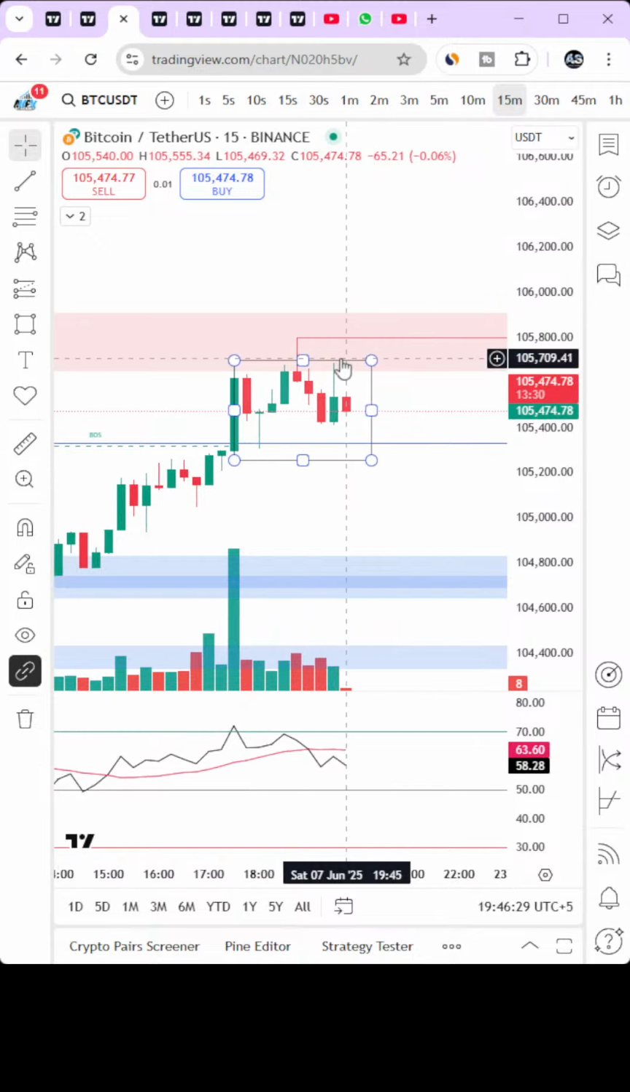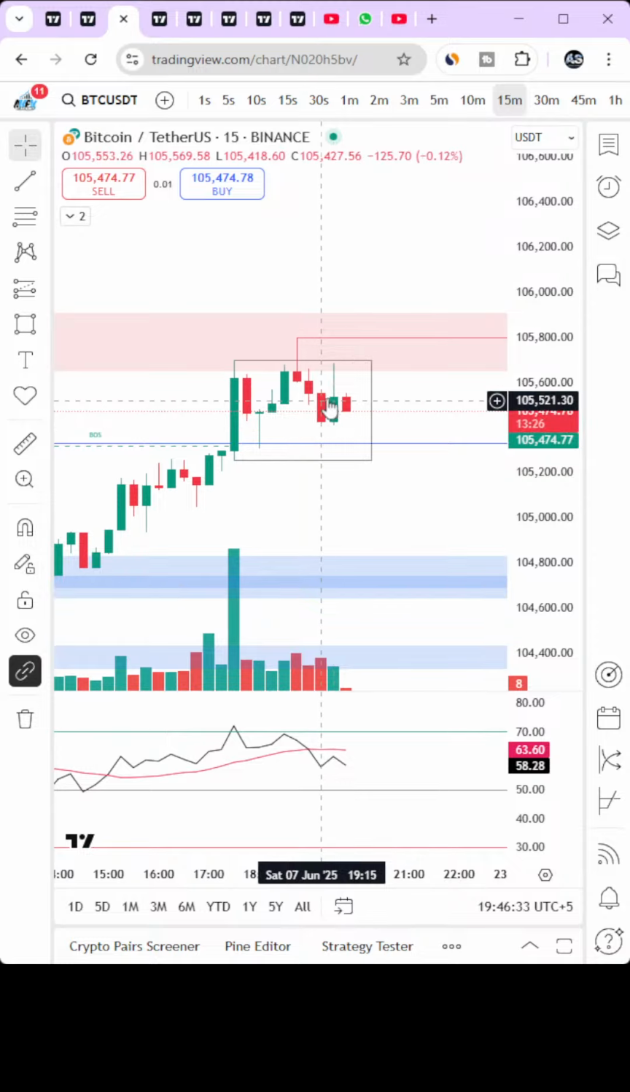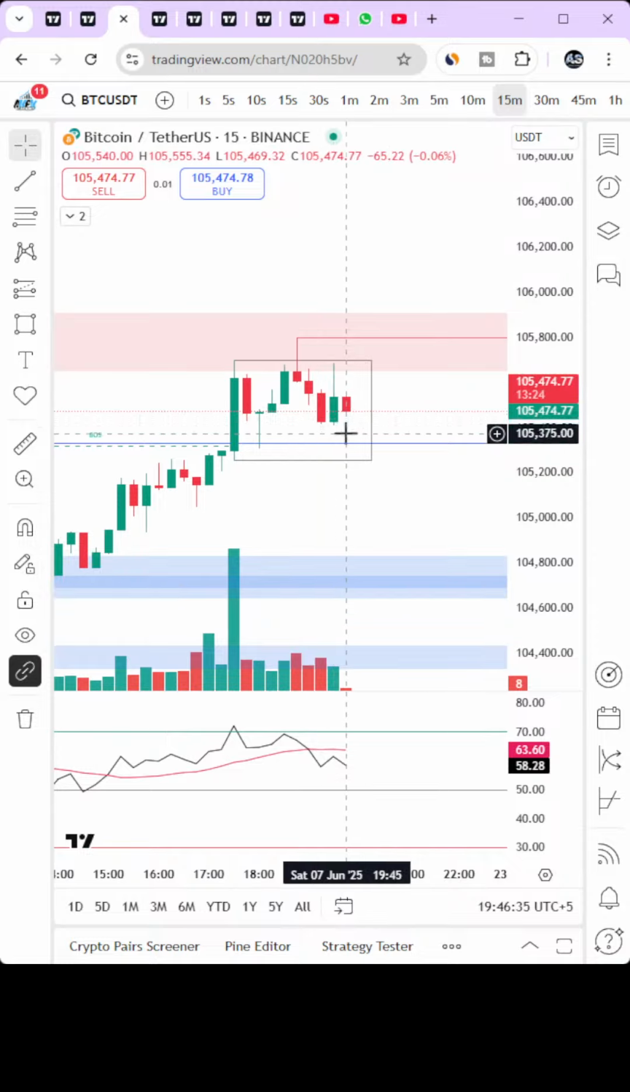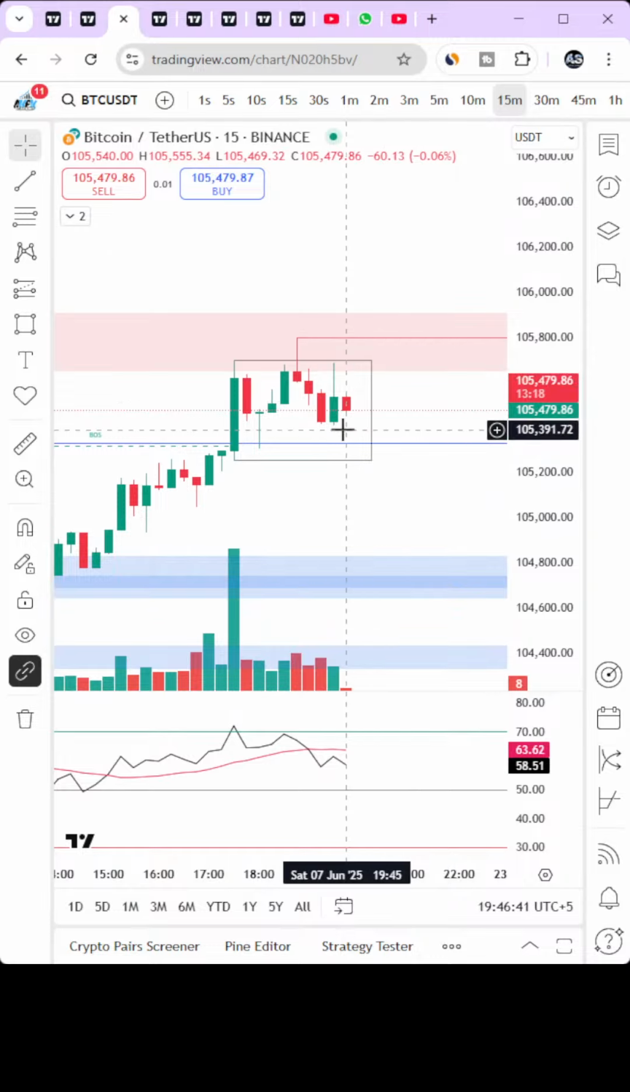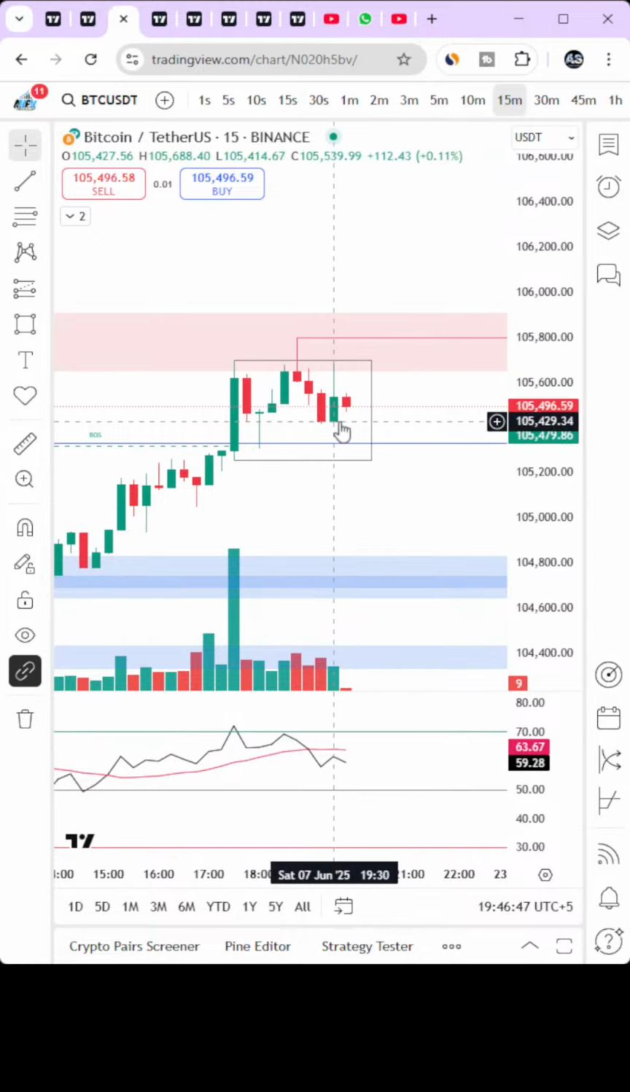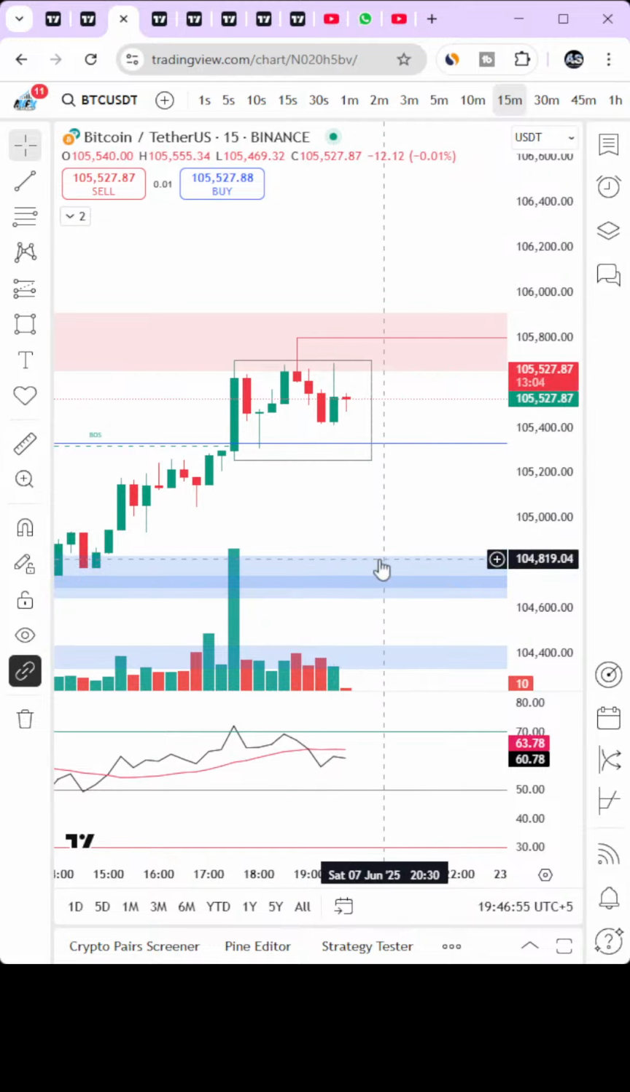There was a wick rejection and seller pressure from the upside. That's why this selling candle is coming to the downside. If the market has to go to the sell side, it has to break this green candle. This is the bullish candle, otherwise it can move up.